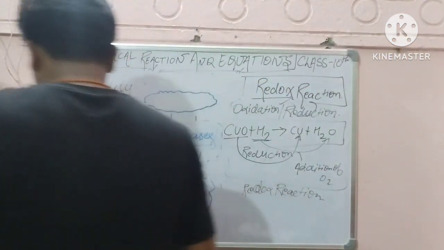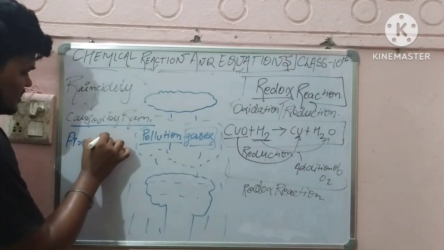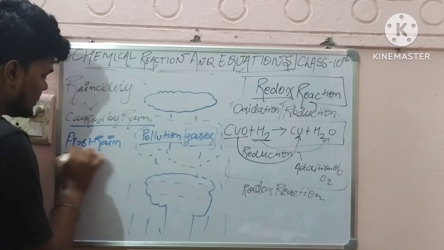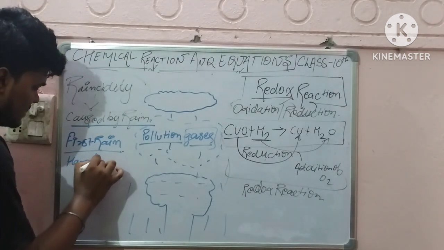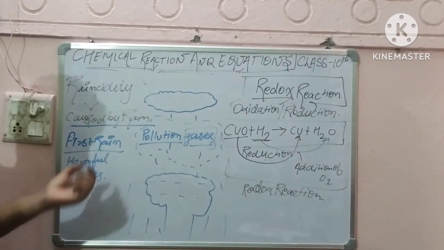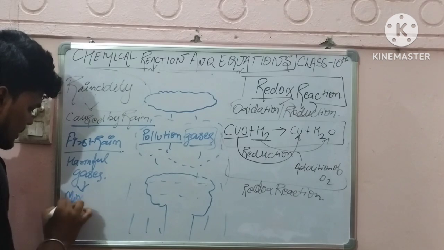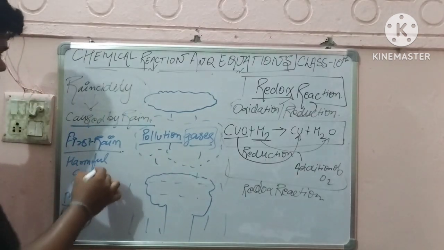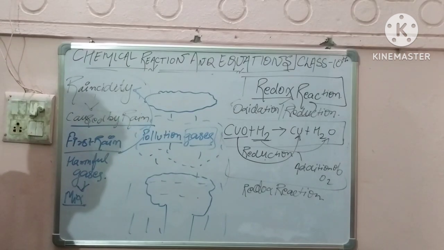So we have to avoid the first rain, because in the first rain the harmful gases which are present in the atmosphere mix together and cause the process that is called rain acidity.